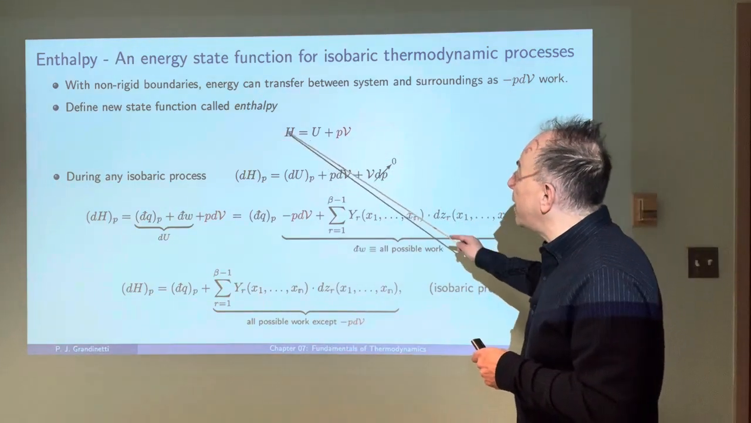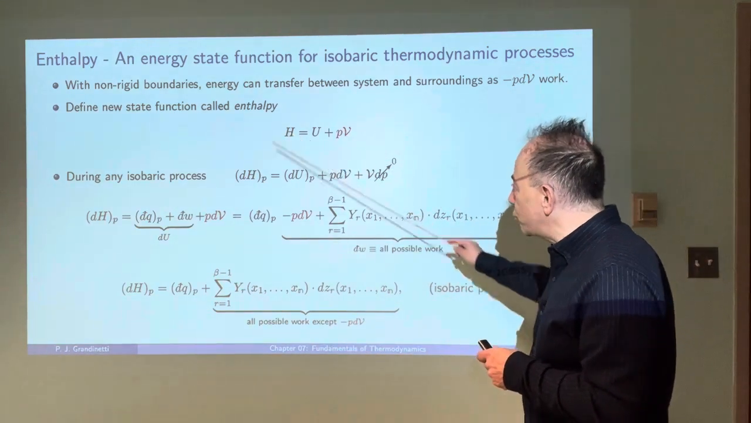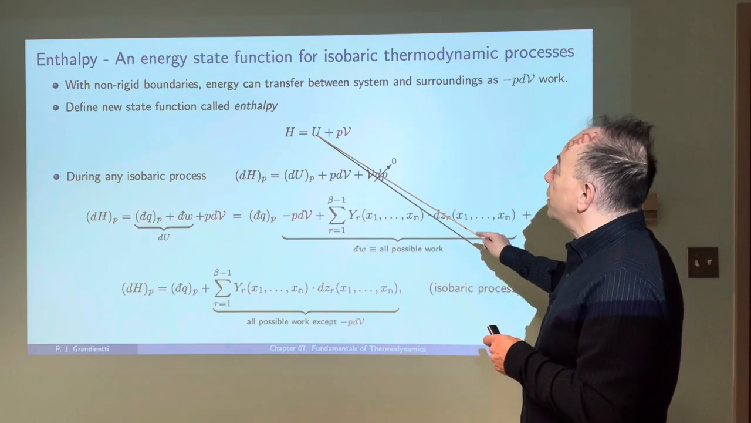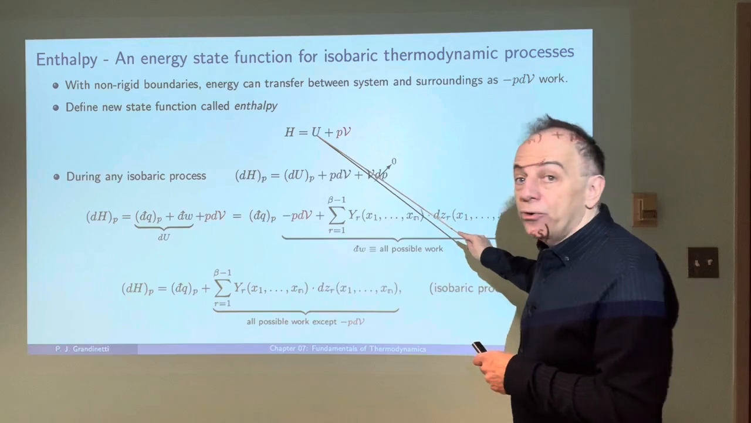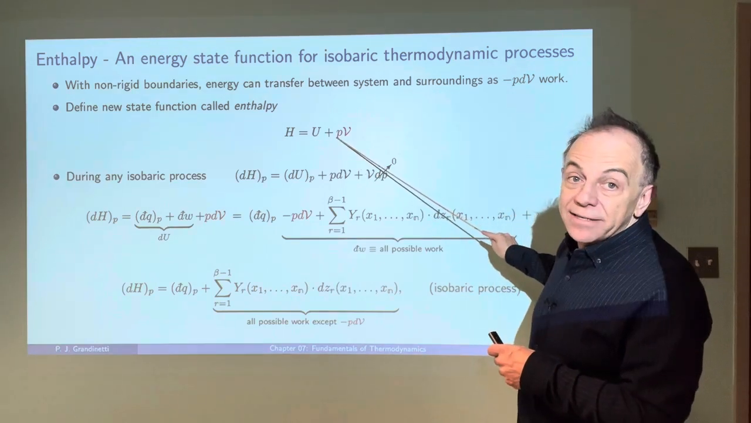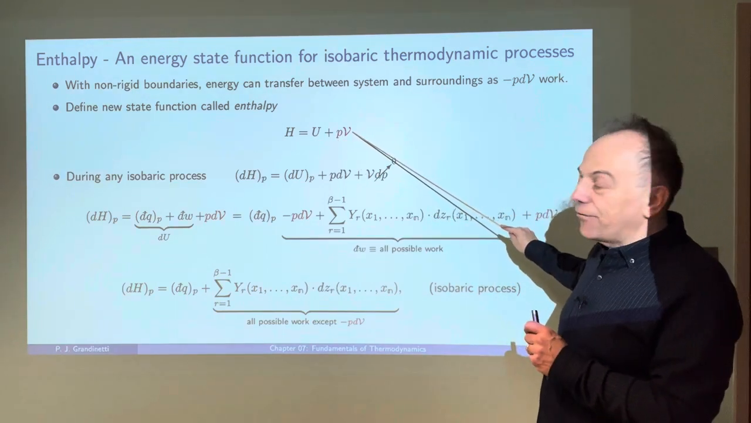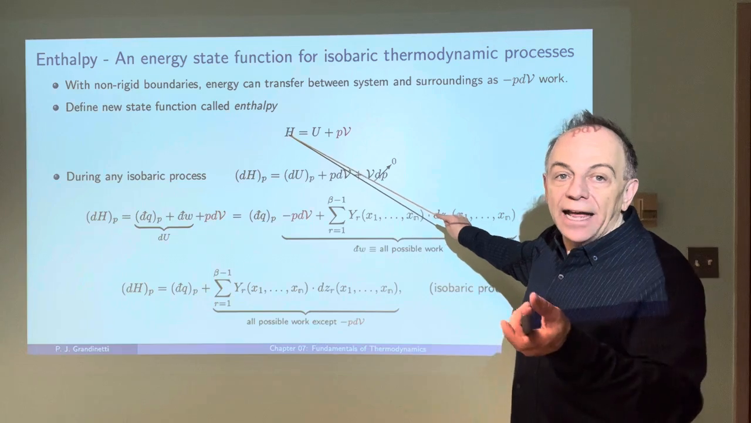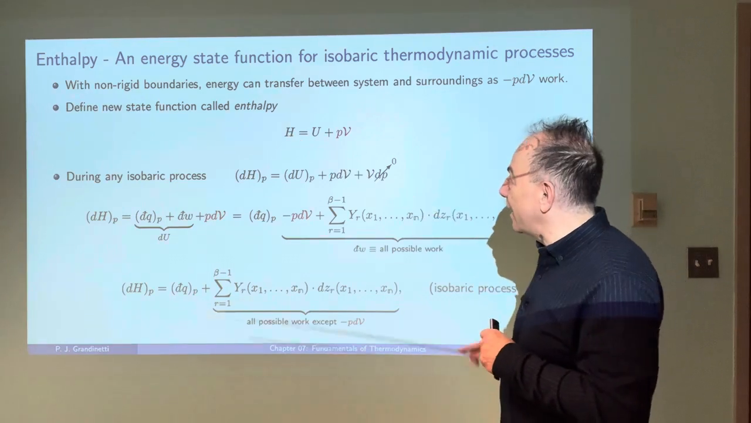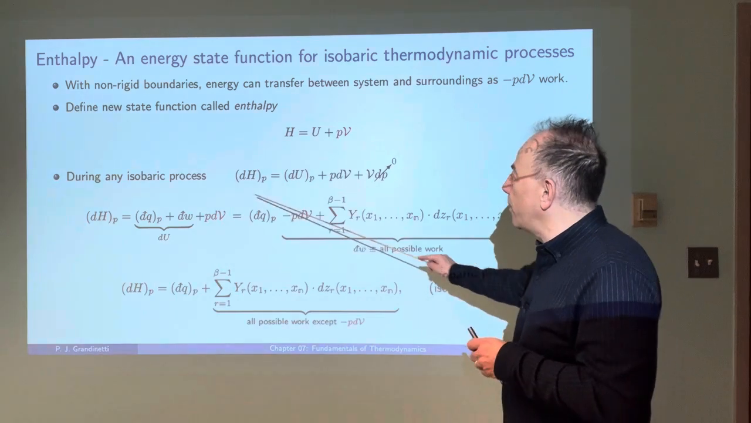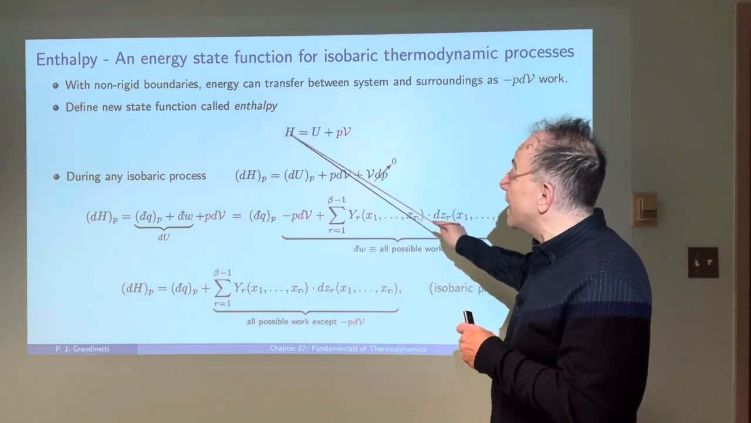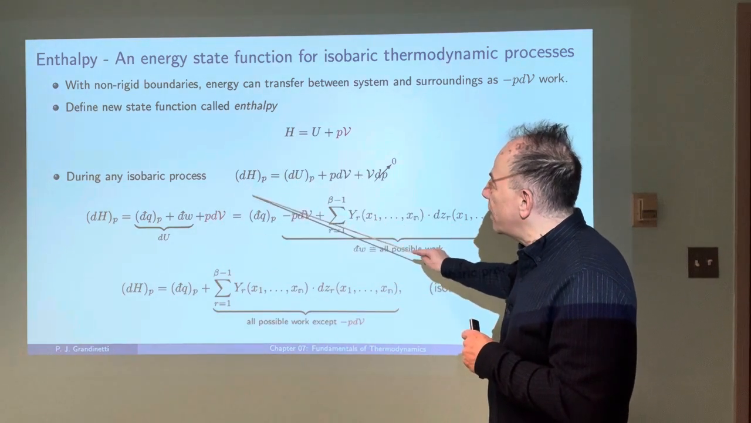So what we're going to define is a new energy function, H, defined as the internal energy plus P times V. Now, since U is a state function, P is a state function, and V is a state function, then that means that H is going to have to be a state function also. So for any isobaric process, there will be a differential change in the enthalpy, and that differential change I'll write as dH.